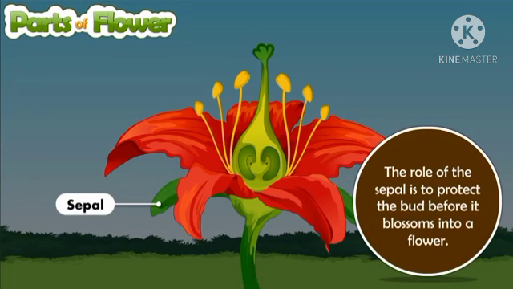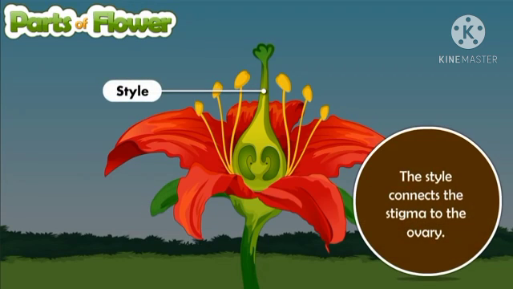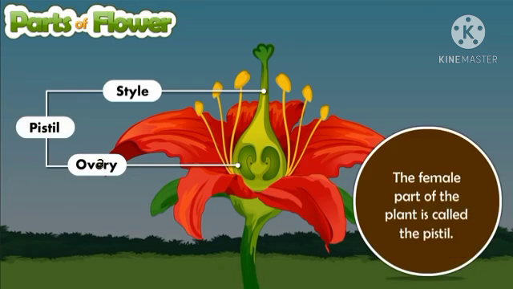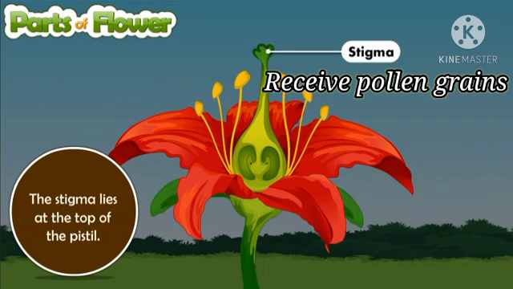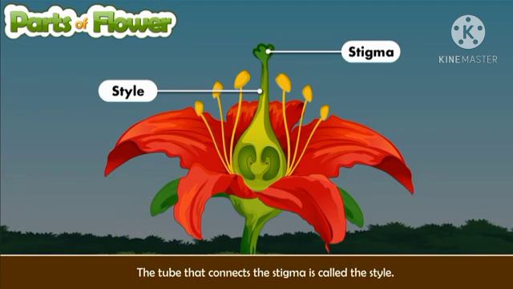This green color part is called sepal. The role of the sepal is to protect the bud before it blossoms into a flower. This part is called style. The style connects the stigma to the ovary. The style and ovary are female parts. The female part of the plant is called the pistil. Stigma is also a female part and stigma lies at the top of the pistil and it receives pollen grains. The tube that connects the stigma is called the style.